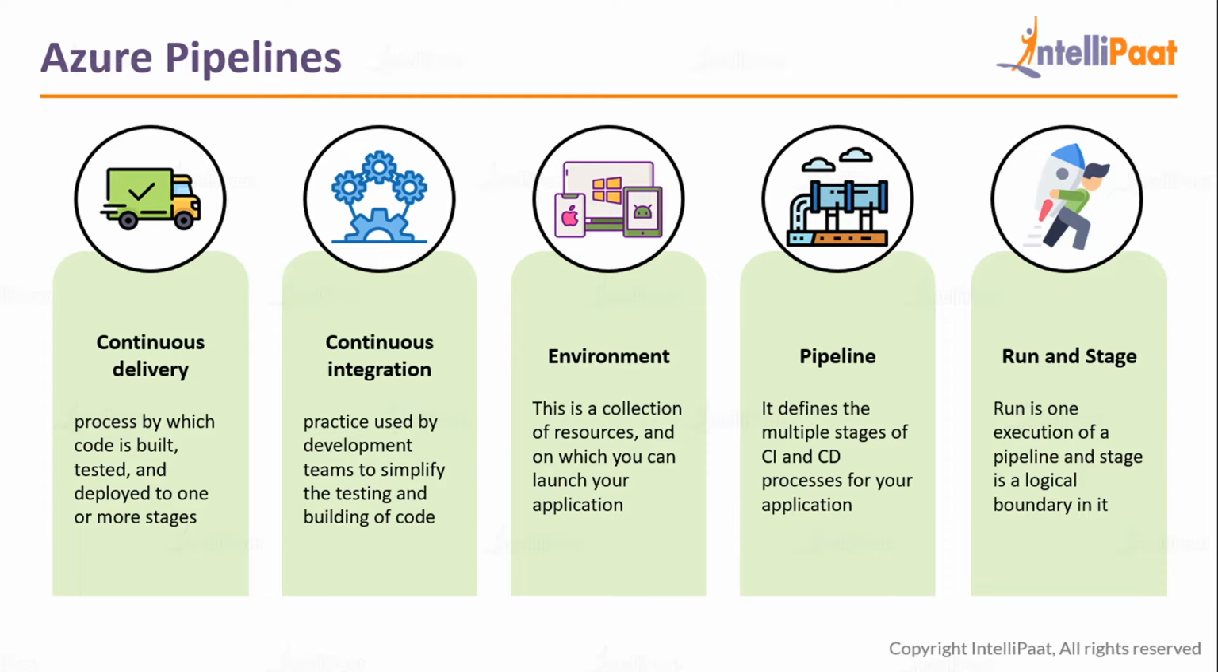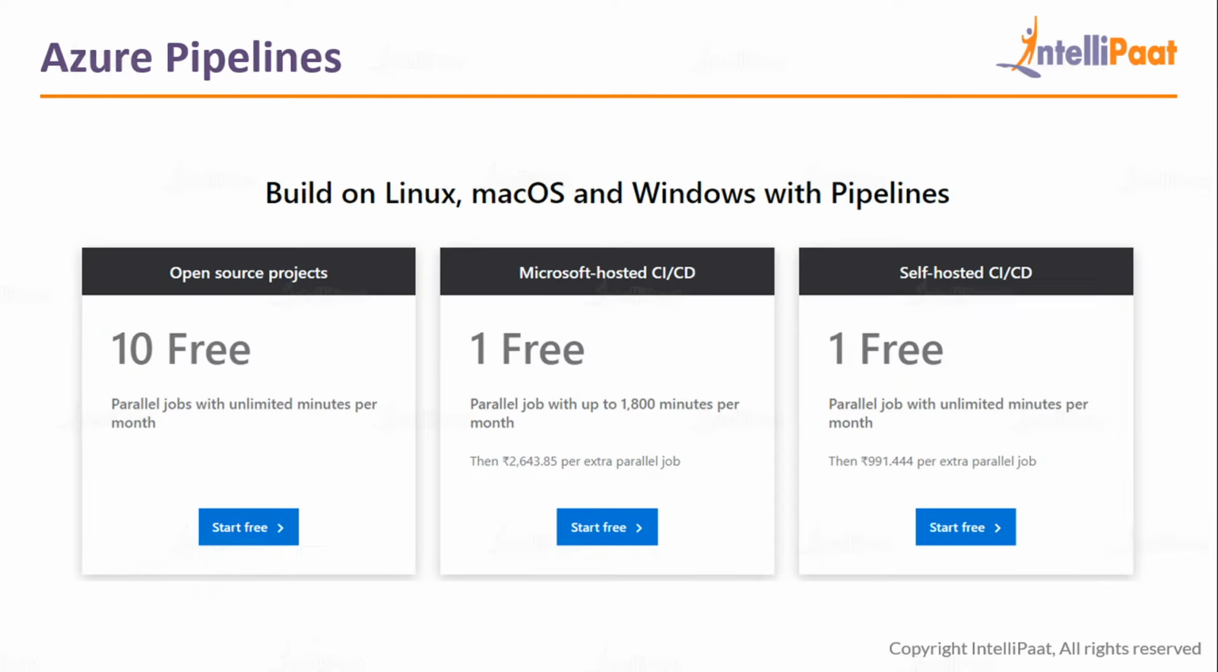And finally, run and stage. Run is one execution of a pipeline. So basically it is a concept. Run means one run of that entire pipeline, and stage is a logical boundary in it. So in one run there can be multiple stages. Let's say you want your code pushed first to a testing environment. Once you check the testing environment and it's working properly, then you want to push it to the production environment. So there are two stages, but only one single run.